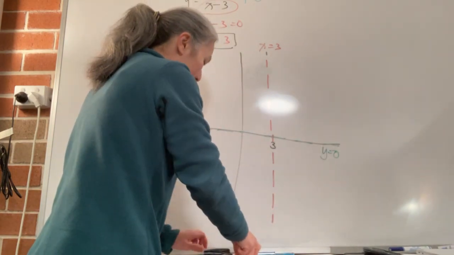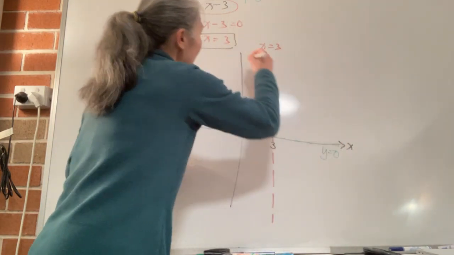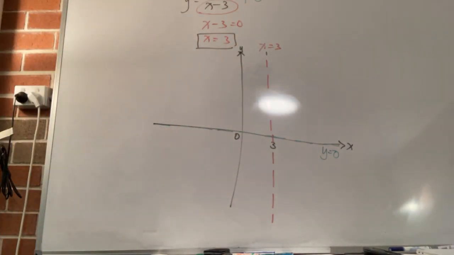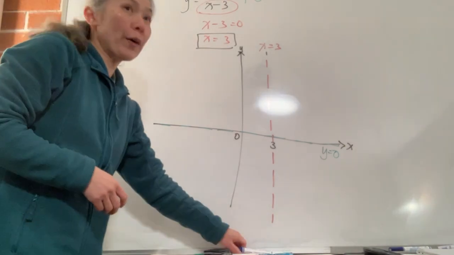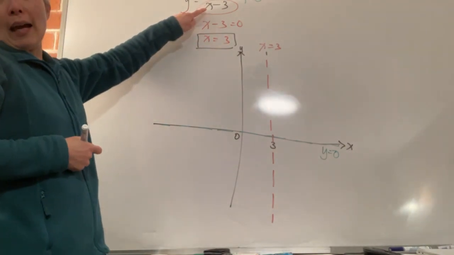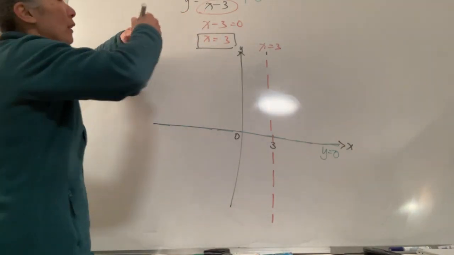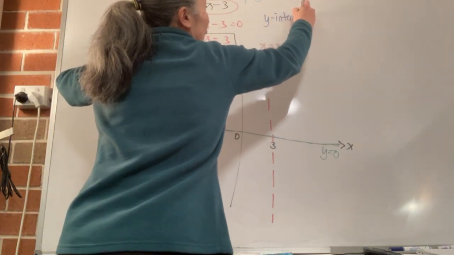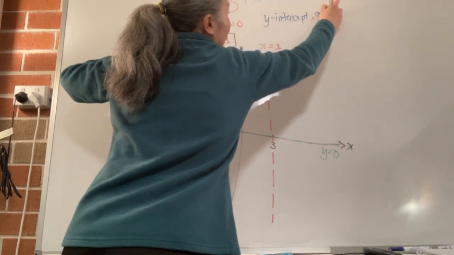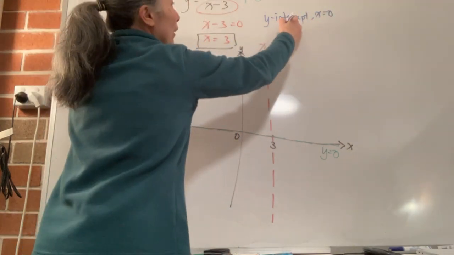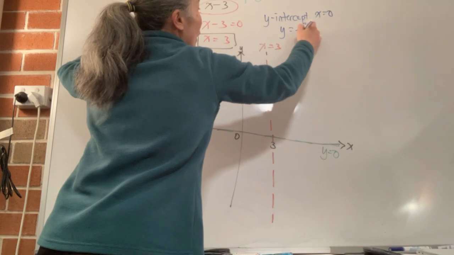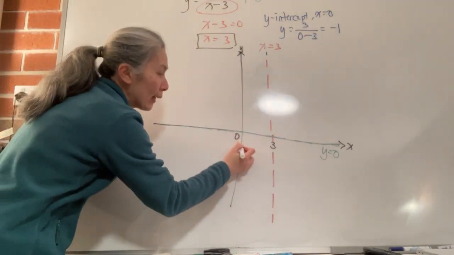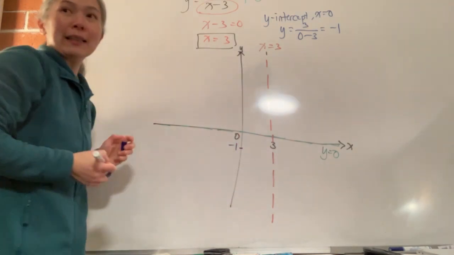Of course, I need to put my x-axis, and this is my y-axis, and this is my 0 all the time. The next question you are looking for is where does it cut the y-axis? So for the y-intercept, you put x equal to 0. If you put x equal to 0, your y is equal to 3 over 0 minus 3, which will give you minus 1. So you know you cut it here at minus 1.